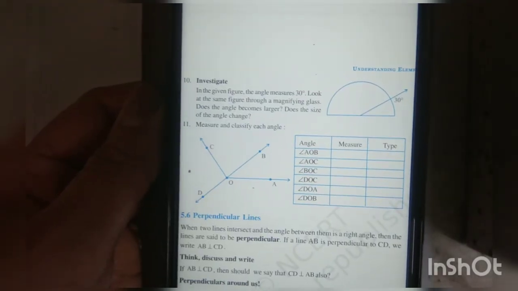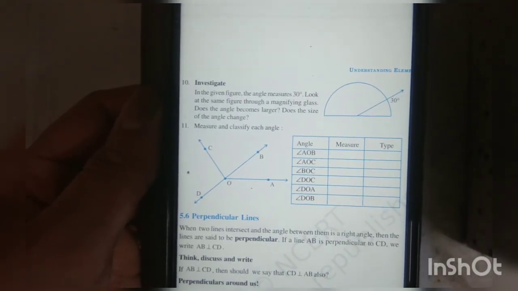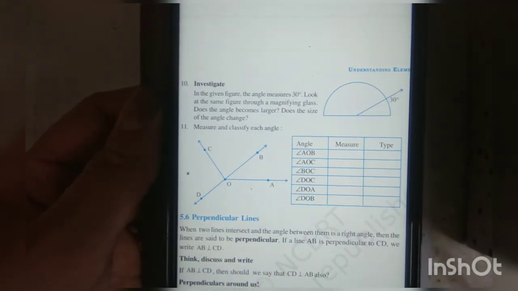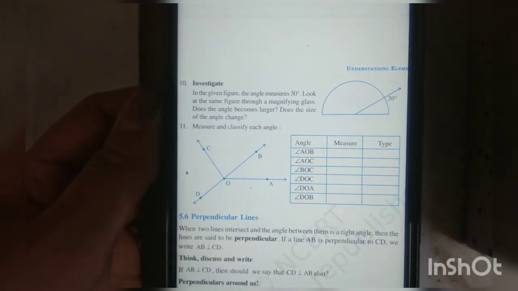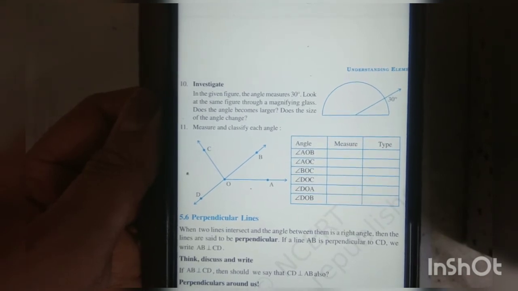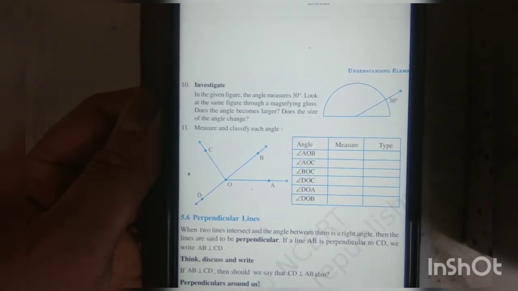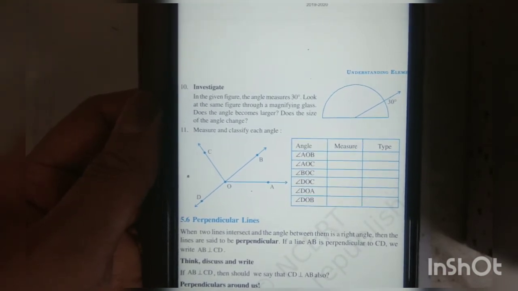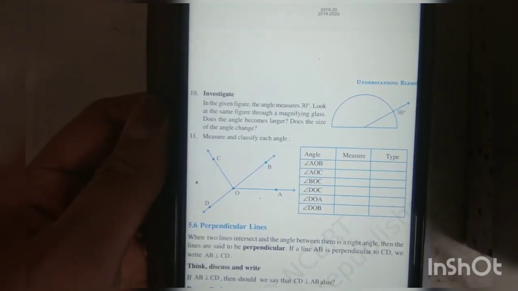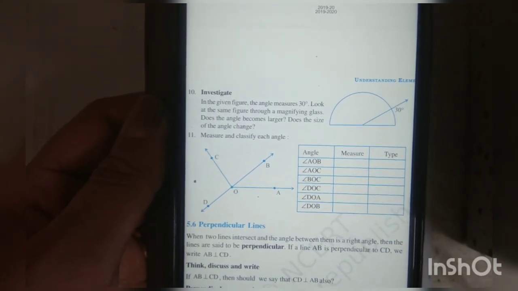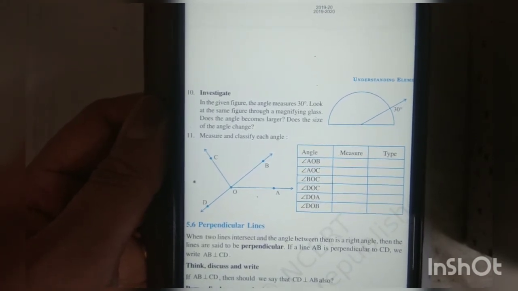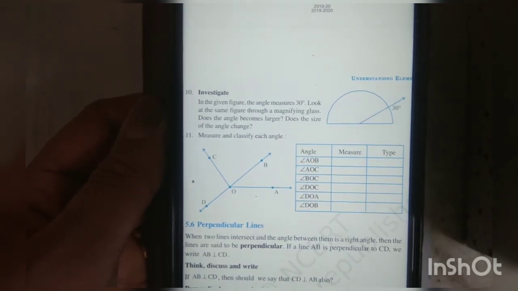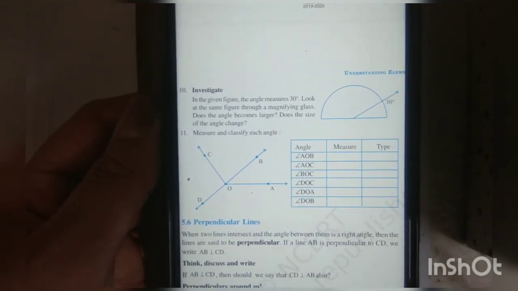In question number 10, an investigation is given. In the given figure, you can see this figure. So look at the angle measurement, 30 degrees, you can see. Look at the same figure through the magnifying glass. Does the angle become larger? Does the size of the angle change? It is an investigation, and I think you can do it yourself. First you need to know the use of the protractor. You need to place it properly. After that you can find any angle which is there in the protractor.